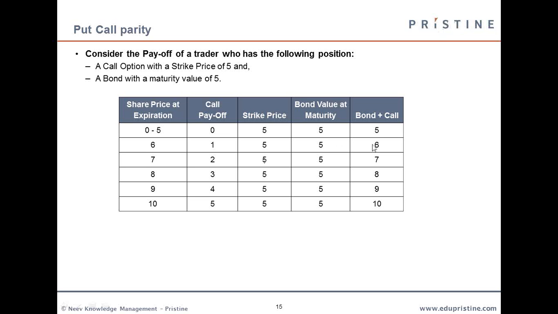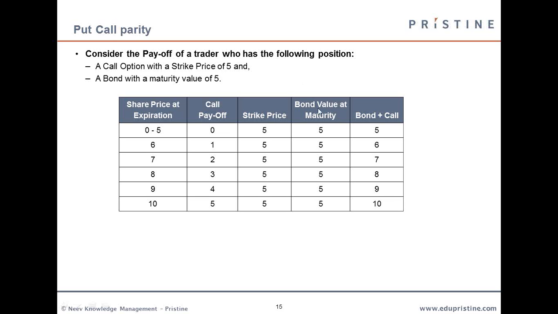So we'll proceed on to the important concept, which is the put call parity. Here, I'll try to give you an example and explain. Let's consider a person who has the following portfolio. He has a call option with a strike price of 5 and a bond which gives him 5 and which is completely risk-free. So at the maturity, he'll get $5 in his hand without any kind of risk.